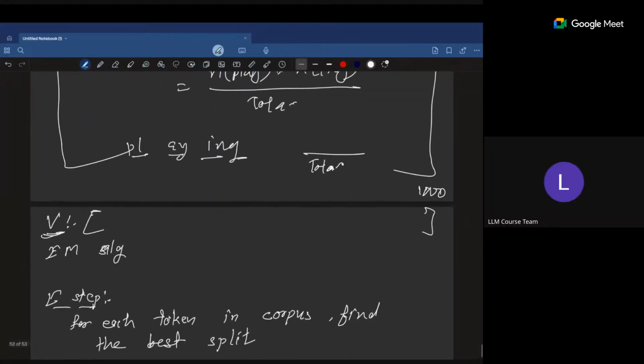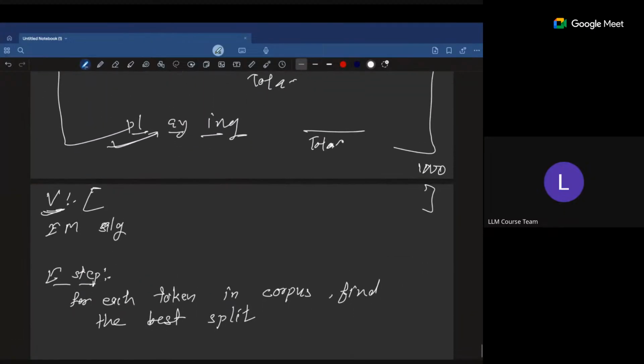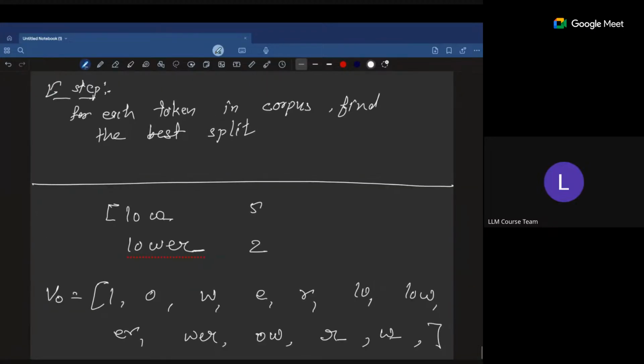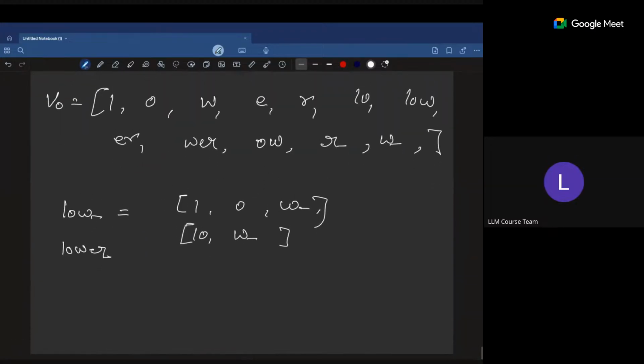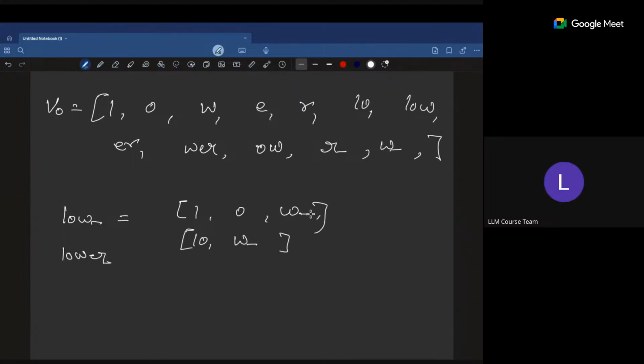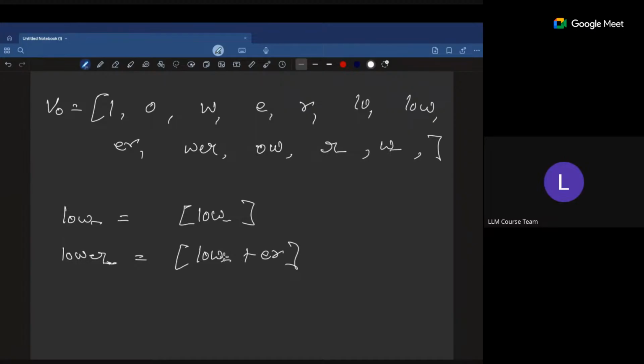I'll find the score using this log likelihood way, and I'll choose the best split for this particular word, right? And let's say it comes out to be LOW. This comes out to be the best split. Similarly, I will look at the same for lower. Okay, let's say it comes out to be the LOW plus ER.